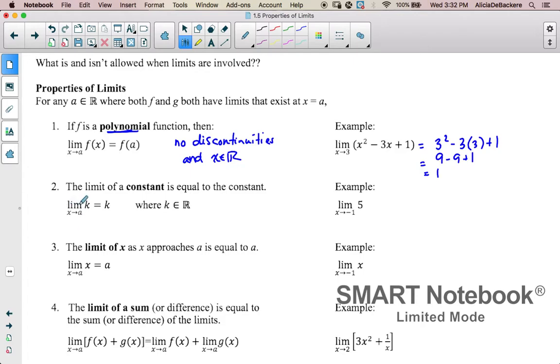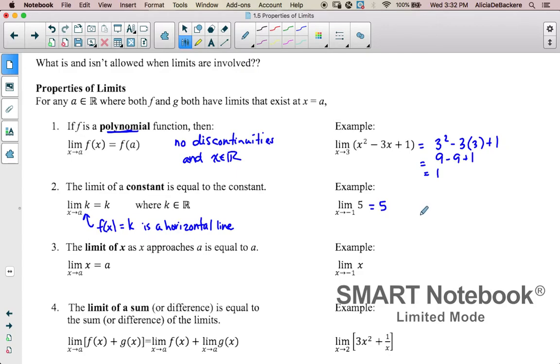So this is saying if you take the limit of some number k, where k is some real number, as x approaches a, you're just going to get the answer k. This makes sense because this is really just a horizontal line, right? This is my f at x. So it's a horizontal line with no holes. So here, the limit as x approaches -1 of the function y equals 5 is just 5.